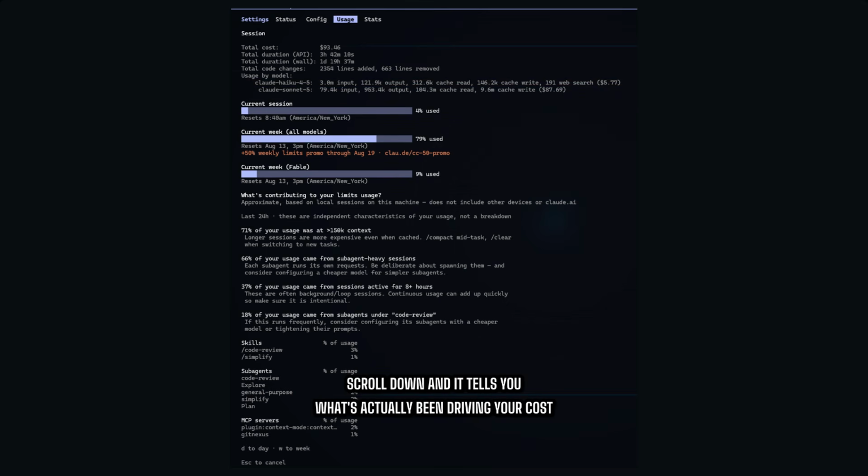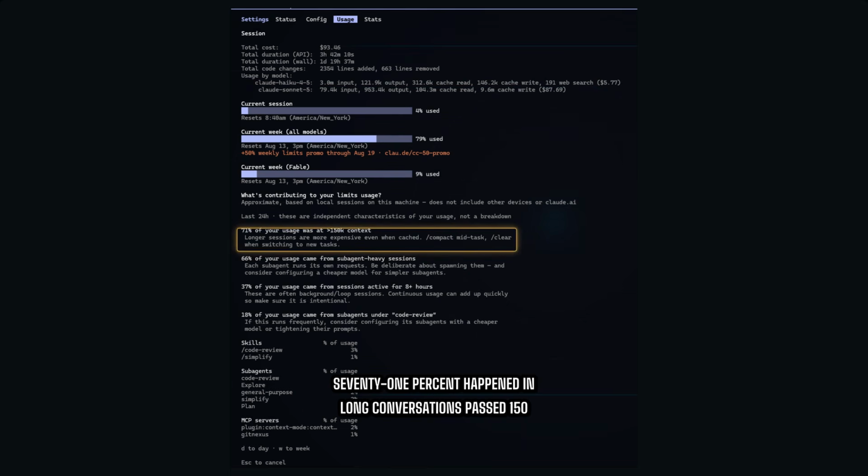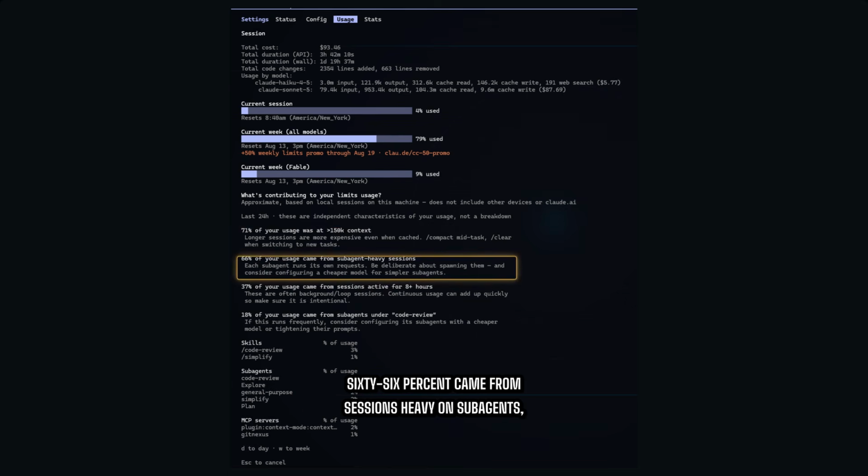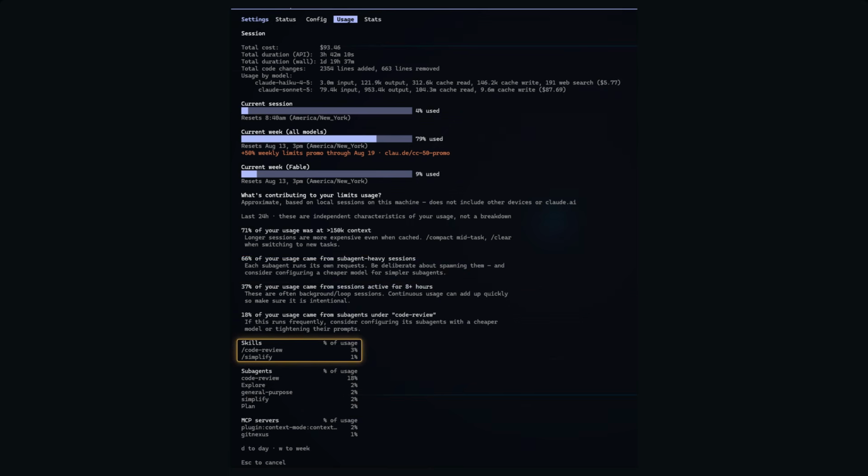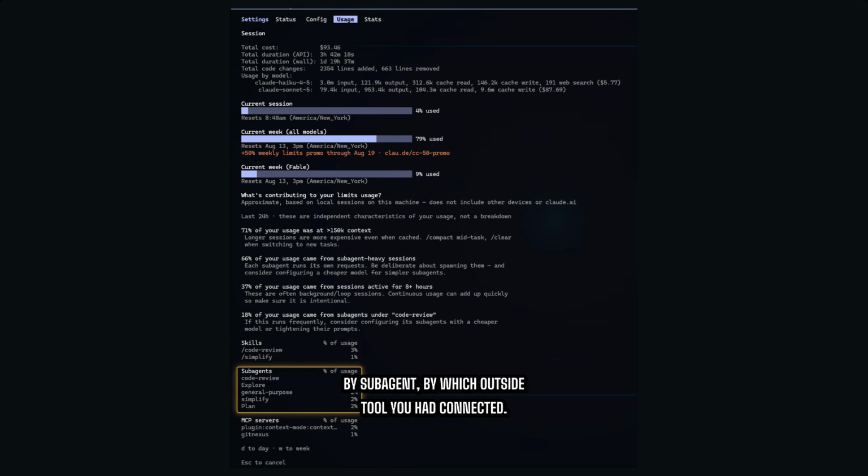Scroll down and it tells you what's actually been driving your cost over the last day, 4 separate patterns. Not a breakdown, 71% happened in long conversations past 150,000 tokens of context. That's the compact and clear discipline from the quick wins. 66% came from sessions heavy on subagents, each one running its own request, with a direct suggestion to put the simpler ones on a cheaper model. That's the first stronger win, coming straight from the tool that tracks the money, not from me. It even breaks cost down by skill, by subagent, by which outside tool you had connected.